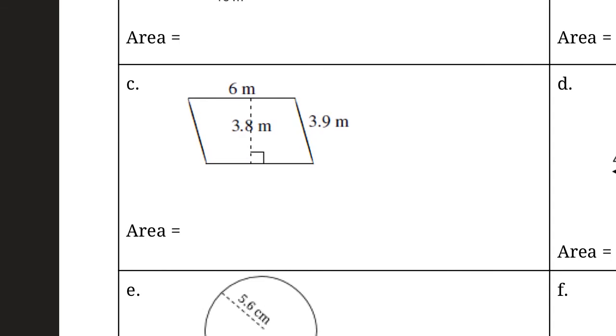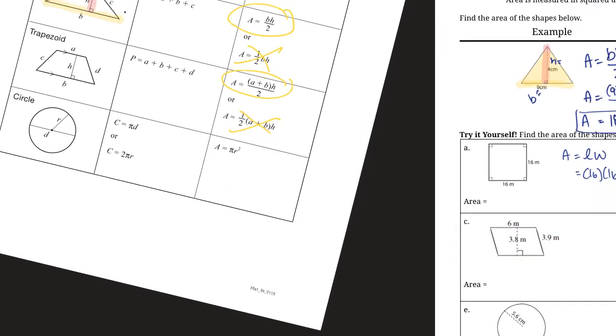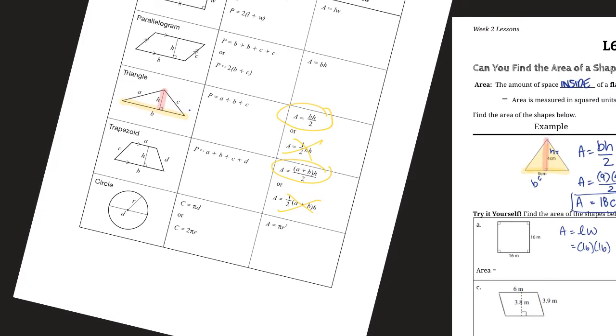This next shape, what shape is it? Well, it's a parallelogram. You can see right on your formula sheet it's a parallelogram. And the equation for the area of a parallelogram is just BH, or base times height. You notice that we don't use this side length at all for the area of the parallelogram. We use that for perimeter.